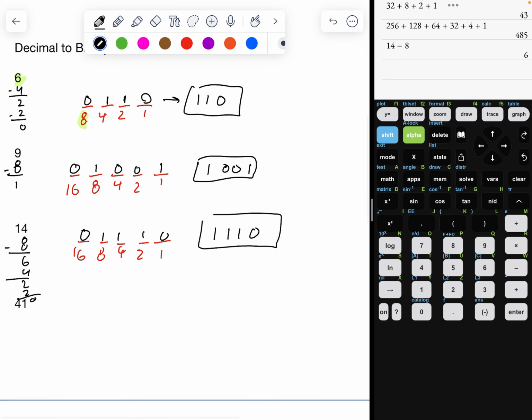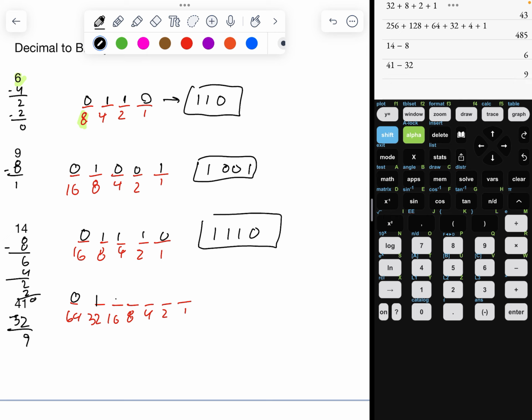And finally, we've got 41. I picked a bigger number here just to show that we can go out as far as we need to. It just takes a little bit more numbers. Not even harder numbers, just more. So we go up to 64. That's too big. 32 fits. 41 minus 32, I believe it's 9. Let's check. 41 minus 32. Yep, that is 9. That's a 1.